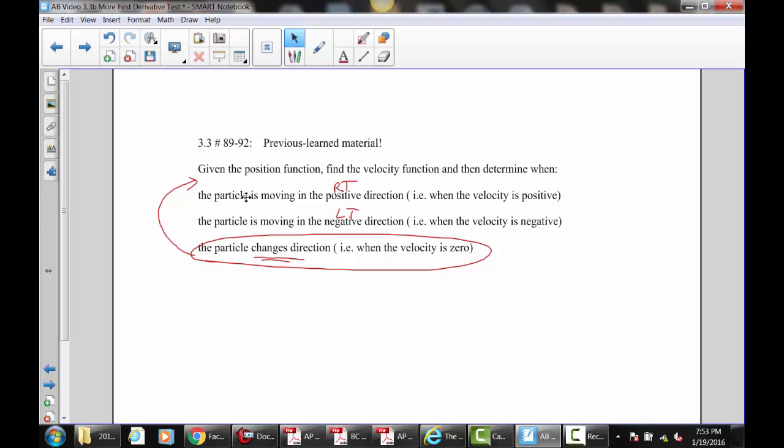And this is the same thing we've been doing. The function f is moving to the right when its derivative is positive. Okay, so f is increasing when its derivative is positive, f is decreasing, which for position means moving to the left, when its derivative, the velocity, is negative, and obviously it changes directions when the velocity is 0, and you can actually see that it changes.